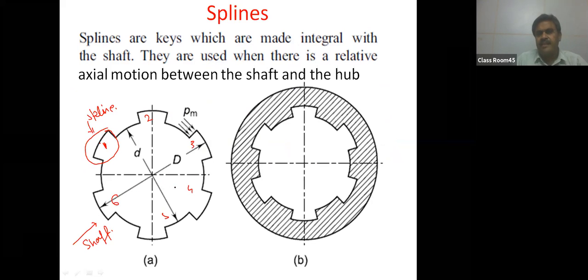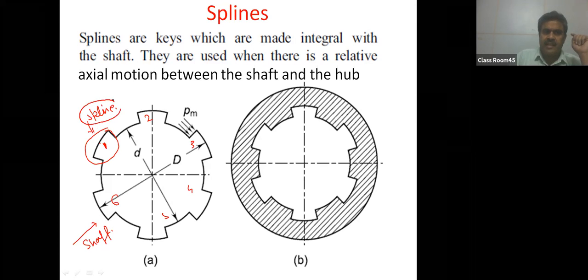How many splines are there on the shaft? 6 splines are there. Now the shaft is circular, but on the surface there is some teeth type shape. Some teeth are there, and teeth are having some profile. It may be an involute profile or it may be some other profile. So here we are calling this a spline.